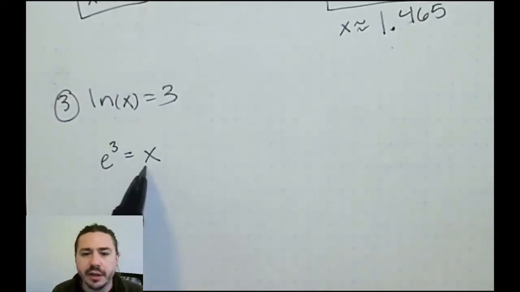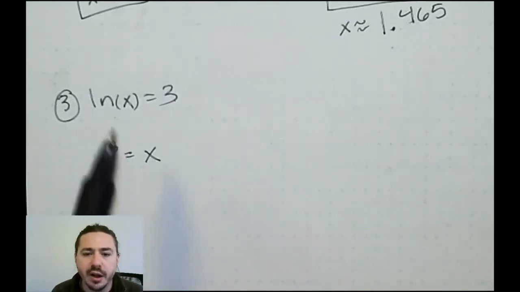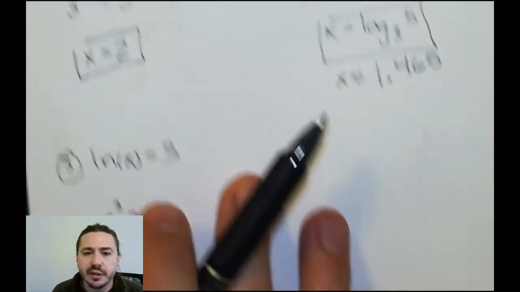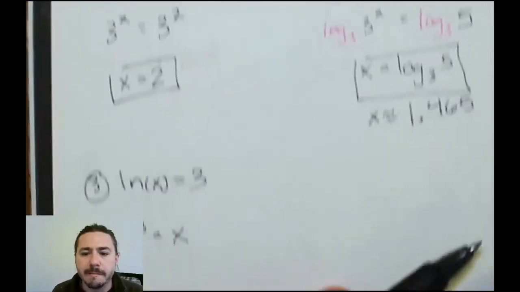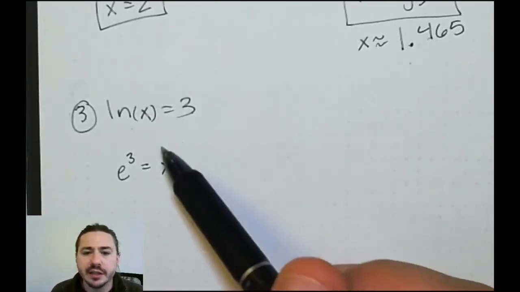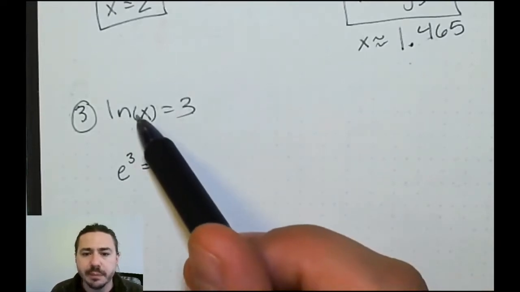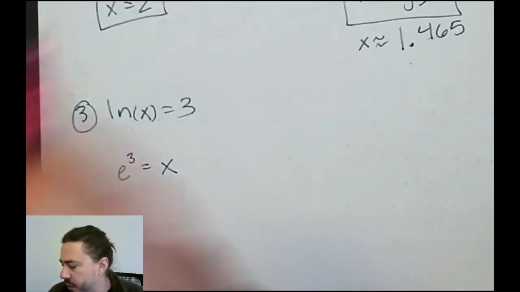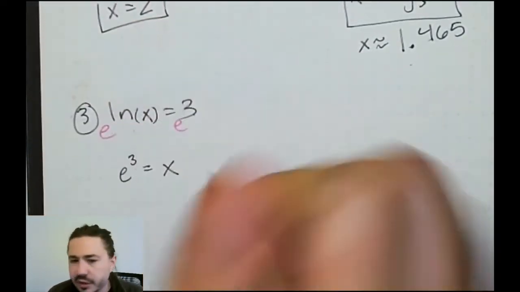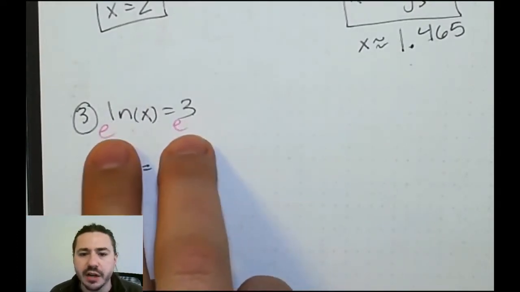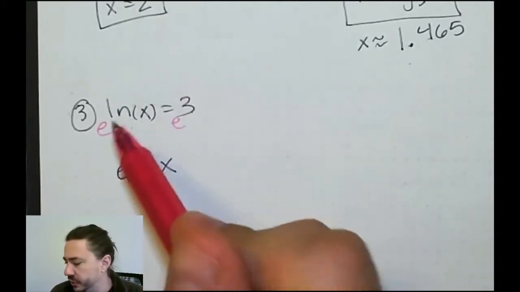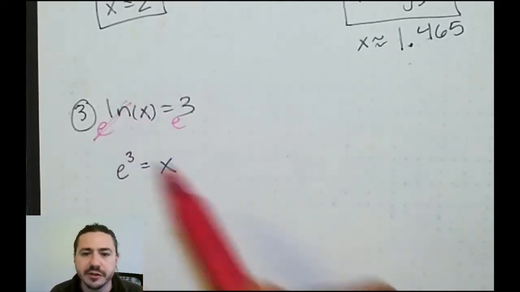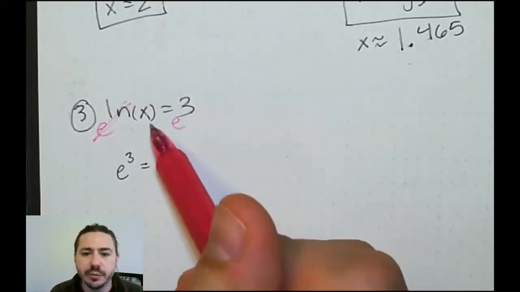Now, if you're wondering, how do I actually get there? What we really want to do is something similar to where we took the log base 3 of both sides, but here we're going to do e to both powers. So we take the base and raise both sides of the equation as powers of e. Now e to the natural log of x is just x. These two functions cancel each other out because they're inverses, and so you get e cubed equals x.